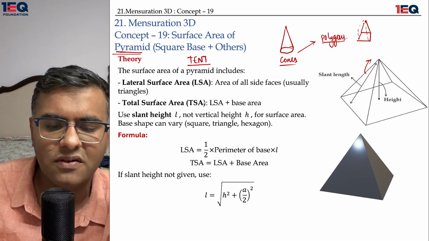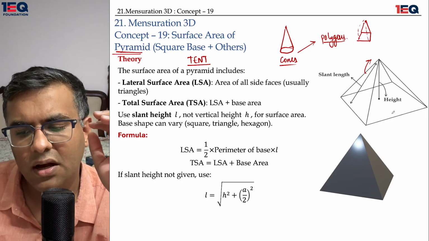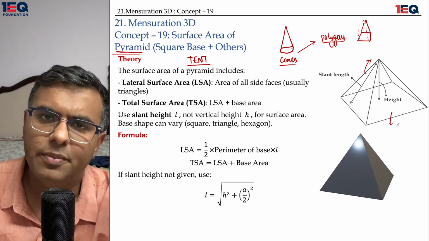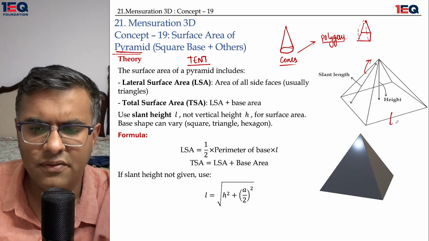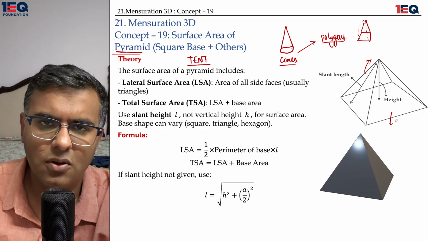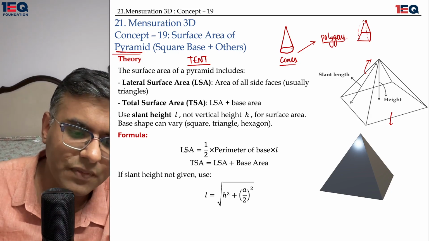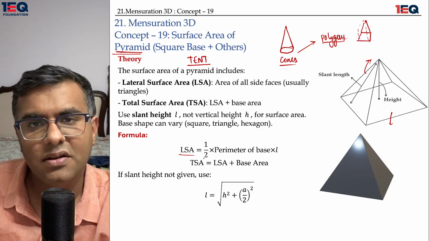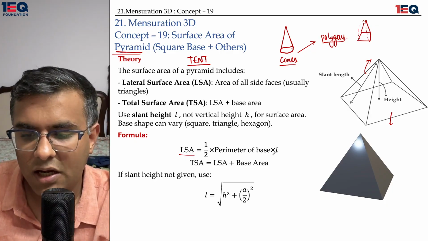Talking about the total surface area, the total surface area would have the lateral surface area added with the base area. The bases are usually rectangle or square or maybe even triangle in a few cases, so need not worry about it. We are following the same concept. Okay, we are following the same concept. Now talking about the other formulas, LSA or the lateral surface area of a pyramid is equal to half into the perimeter of the base into L.